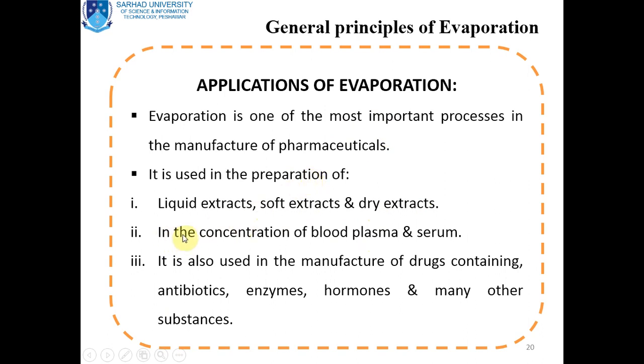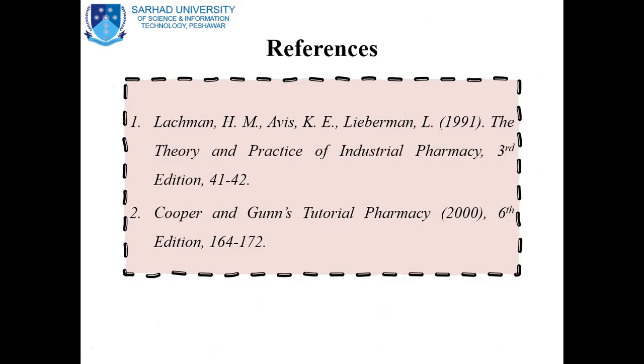Then, the concentration of blood plasma and serum. If we have to concentrate blood plasma and serum, in this case the evaporation process is applied. It is also used in the manufacture of drugs containing antibiotics, enzymes, hormones, and many other substances. These are some of the applications of evaporation.